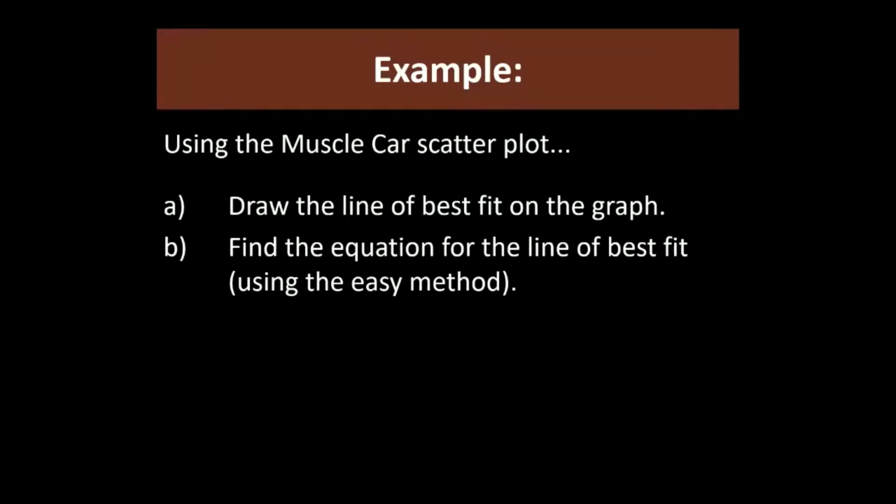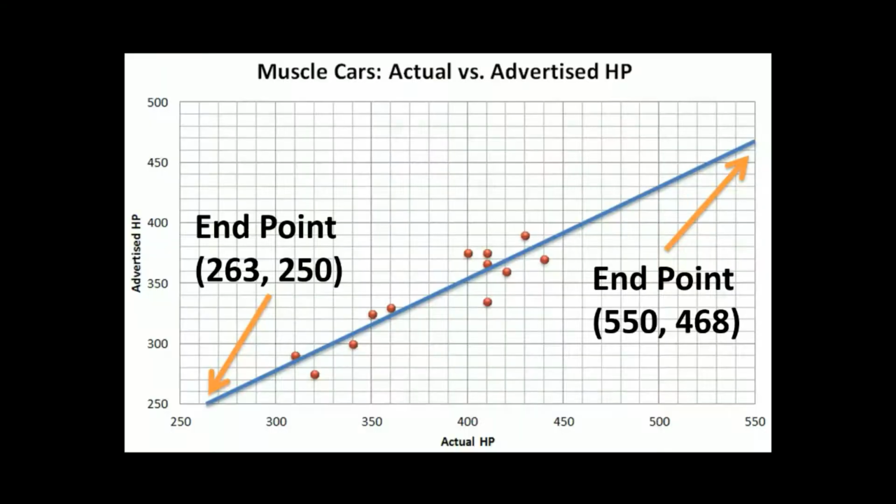Okay, so from our muscle car scatter plot, we want to draw the line of best fit and find the equation using the easy method. So on my graph, there's the line of best fit on there, and the 2 points that I've chosen are not data points. And ideally, they're 2 points that are fairly far apart. And the reason for that is when they're far apart and off by a little bit, it doesn't make a big difference. If you pick 2 things too close together and one of them's off by a little bit, it can actually create a significant change in slope.